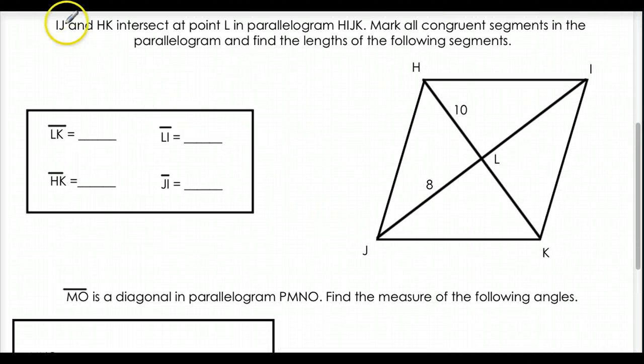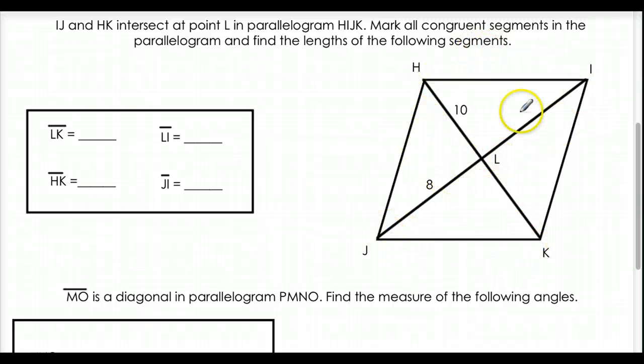Okay, IJ and HK intersect at point L in parallelogram HIJK. Oh, that's in the wrong order. Mark all congruent segments in the parallelogram and find the length of the following segments. All right, I think we can handle that. So first, let's start with marking congruent segments.